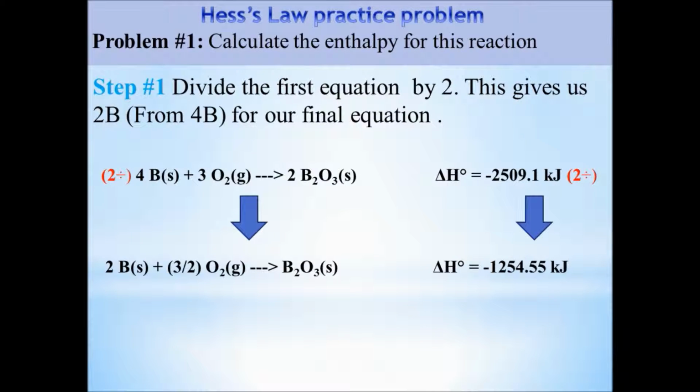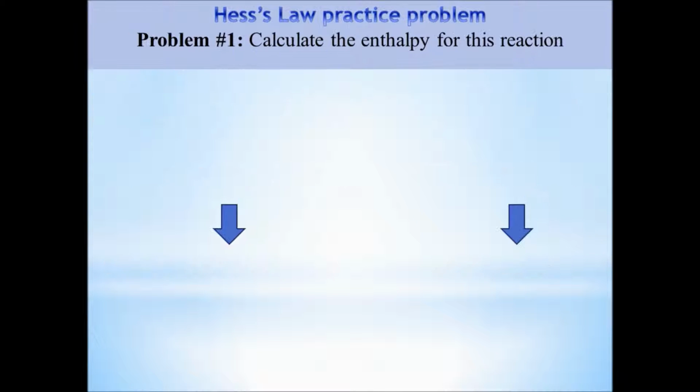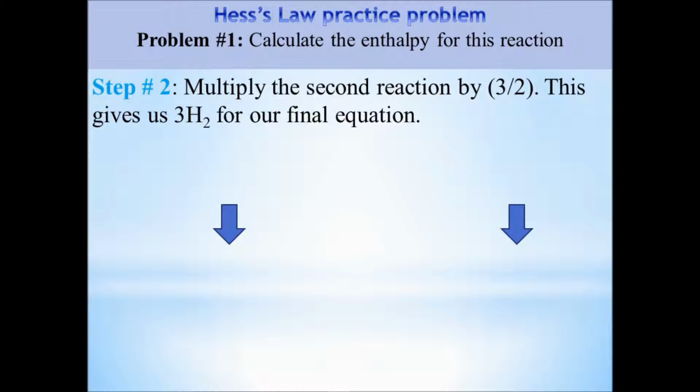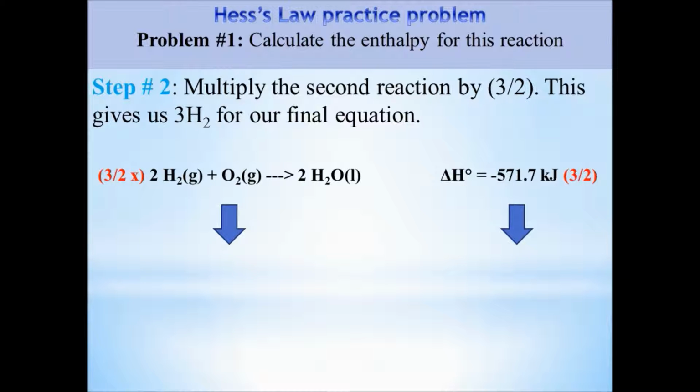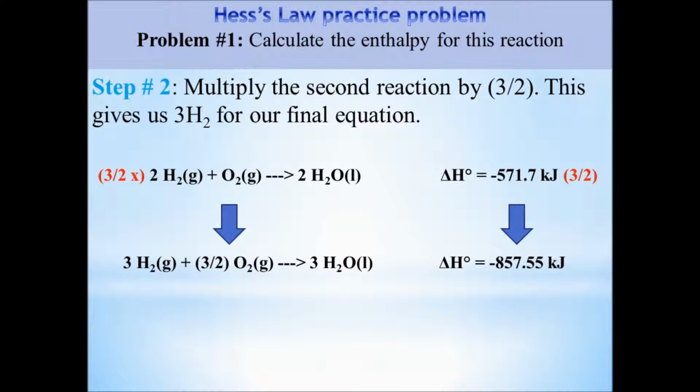Step 1. Divide the first equation by 2. This gives us 2B from 4B for our final equation. Step 2. Multiply the second reaction by 3/2. This gives us 3H2 for our final equation.